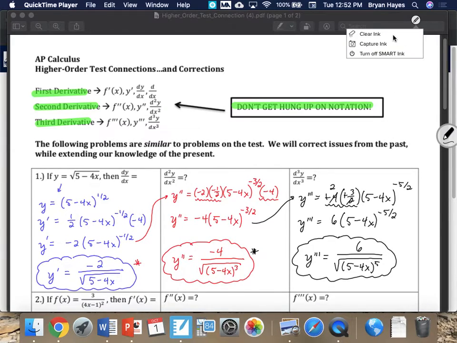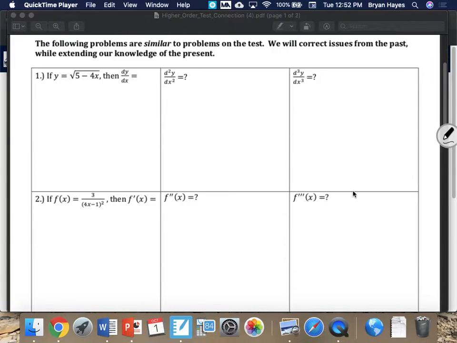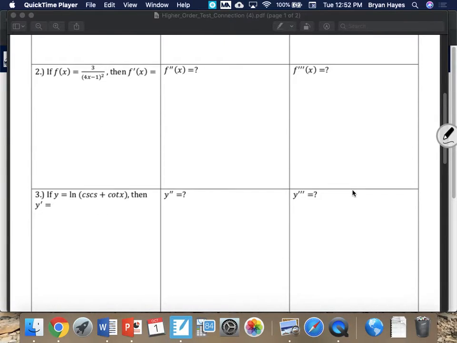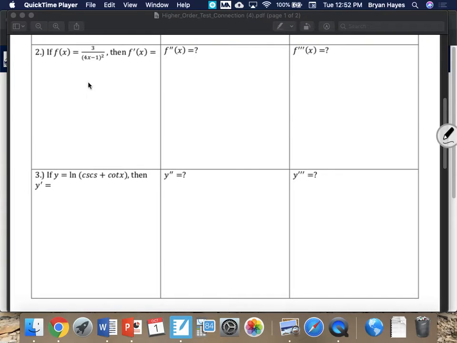Let's clear that out right there. All right, so let's scroll down here to number 2. We're actually going to work 2 and 3 here. These will be all the ones that I work with you, and then you guys are going to take over with the back side.